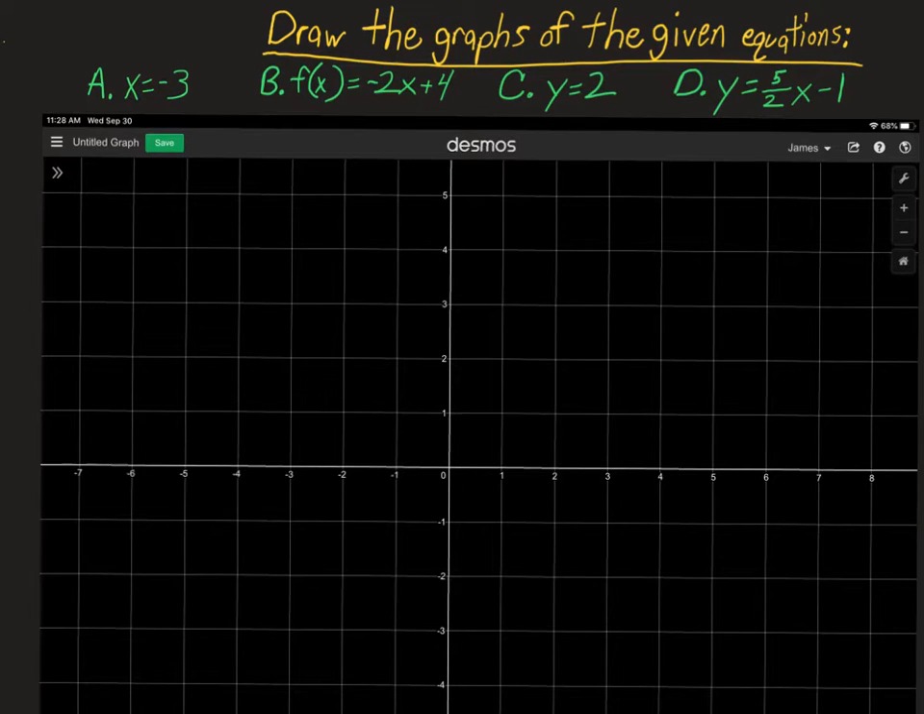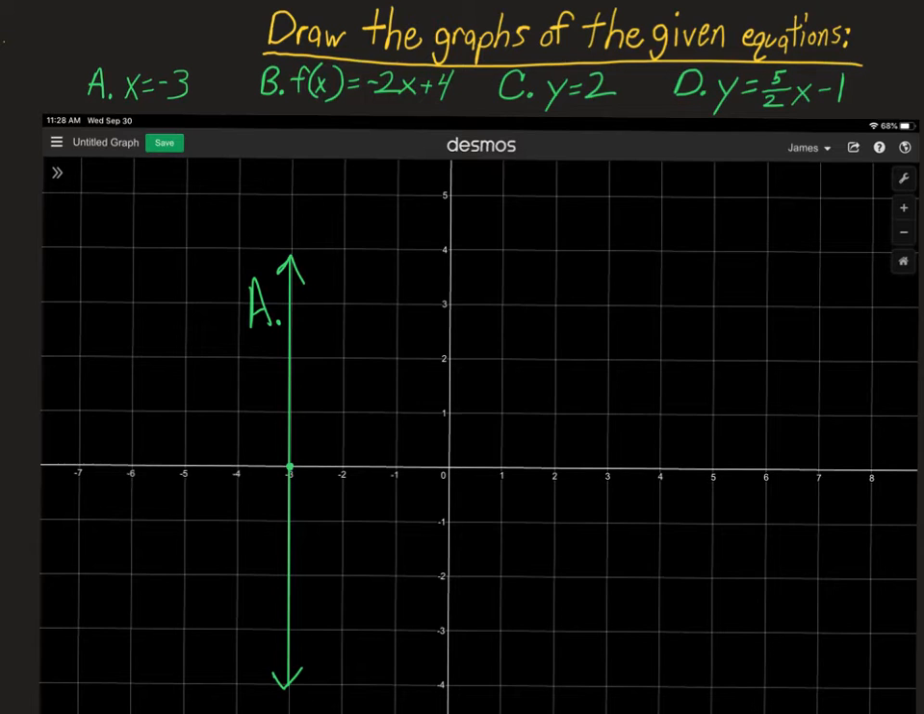So A, x equals negative 3. That means I'm going to go to the negative 3 on the x-axis, because it tells us x equals negative 3. And the line I need to draw that will cross x is going to be that line right there. And that's it. There's A. Graph A crosses x at negative 3.